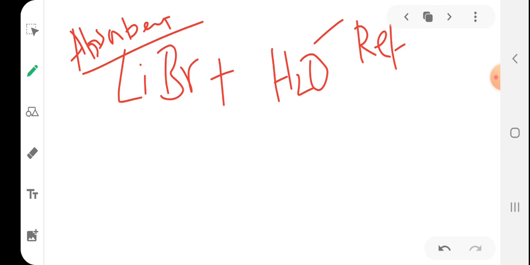So I think you should take this as an assignment. Try to explain the working of a vapor absorption system working based on lithium bromide and ammonia. I'll be giving this as an assignment.